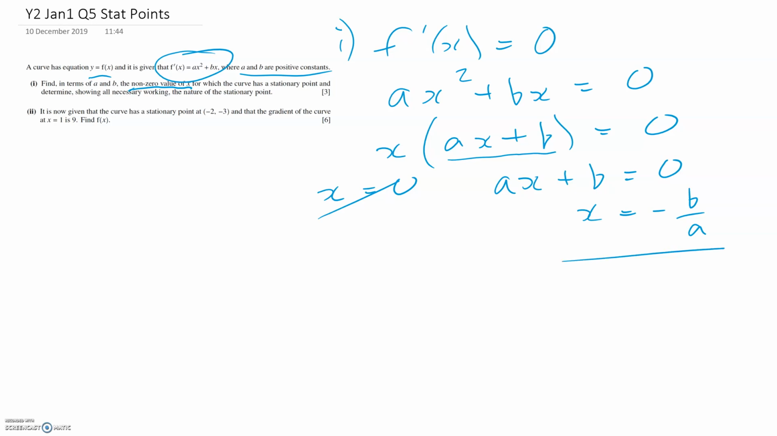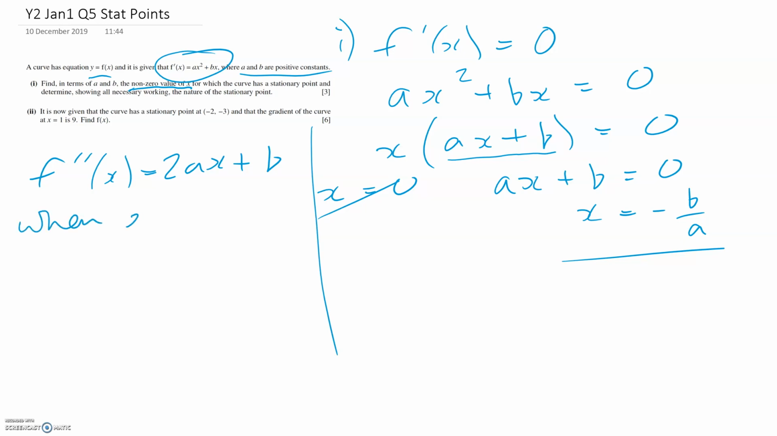But we now need to find the nature of the stationary point. So for that, we need to find the second derivative. f double dash x is going to equal 2ax plus b, just differentiating again. And we need to sub in when x equals minus b over a.